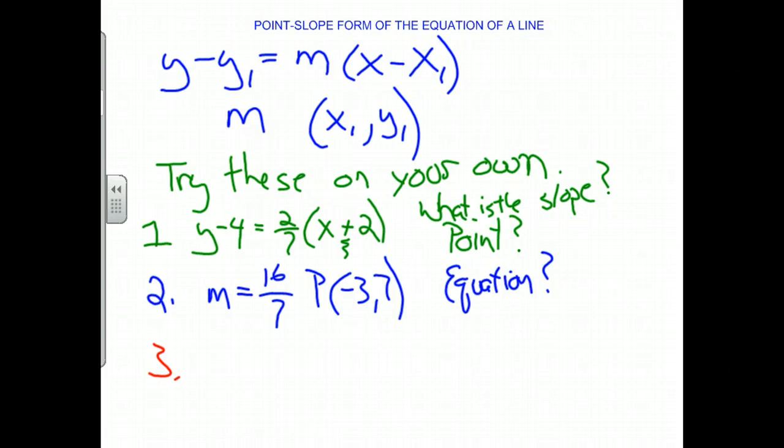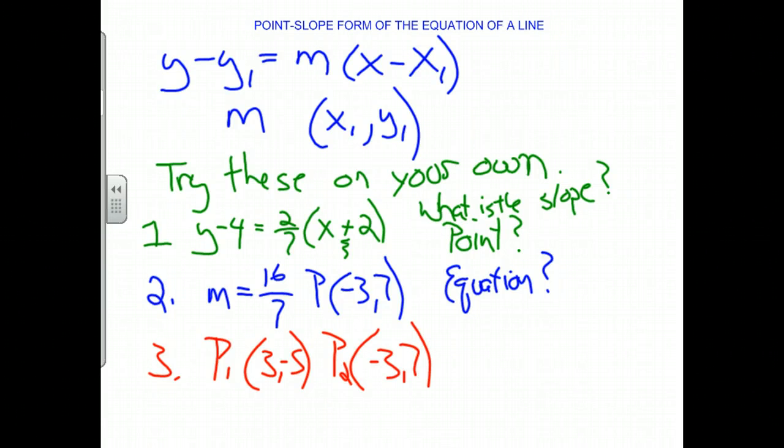And finally, I'll give you 2 points. The first point I'm going to give you is 3 comma negative 5. The second point that I'm going to give you is negative 3 comma 7. Now, you have to give me the equation given those 2 points. And again, as I said before, point-slope form, not slope-intercept form. No old habits.